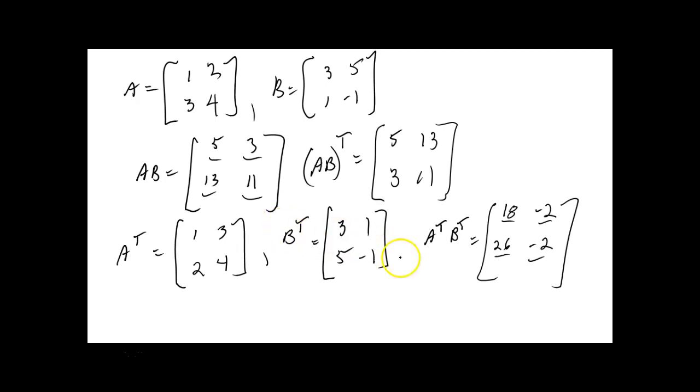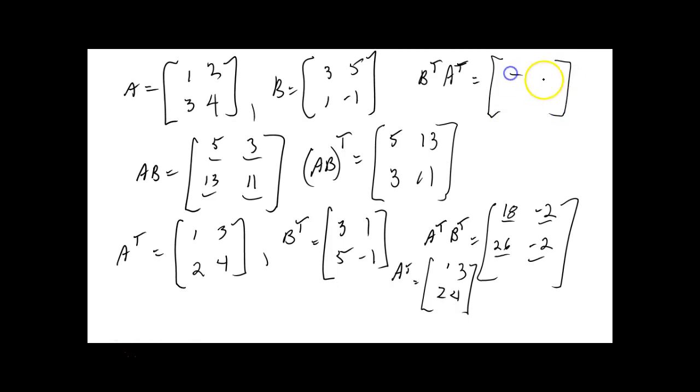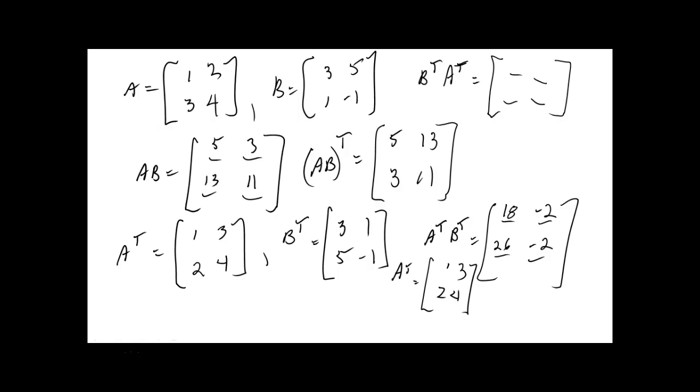Let's do B transpose A transpose, where A transpose is 1, 3, 2, 4. I sort of like to write them again on the right side so you don't get as confused. So let's do B transpose times A transpose. Number 1, can you even do that? Sure. What size does it come out to be? 2 by 2, just like before, because they're all square 2 by 2 matrices. So I wrote them down here so you can get them in the right order.